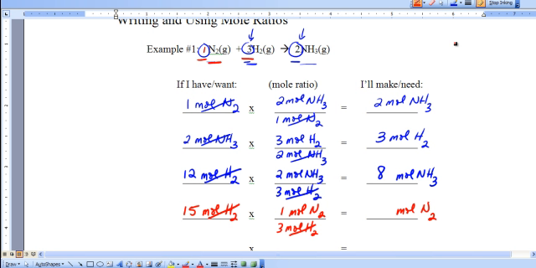15 times 1 is 15, divided by 3 is 5. So I would need 5 moles of nitrogen to react with the 15 moles of hydrogen. Okay? Now, those calculations are relatively easy to do in our head. Most of the time, you're not going to be working with numbers that round or divide evenly into one another.